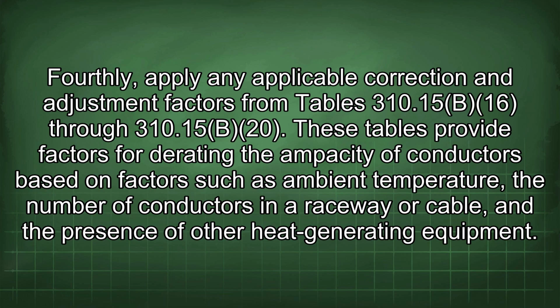310.15(B)(16) through 310.15(B)(20). These tables provide factors for derating the ampacity of conductors based on factors such as ambient temperature, the number of conductors in a raceway or cable, and the presence of other heat-generating equipment.